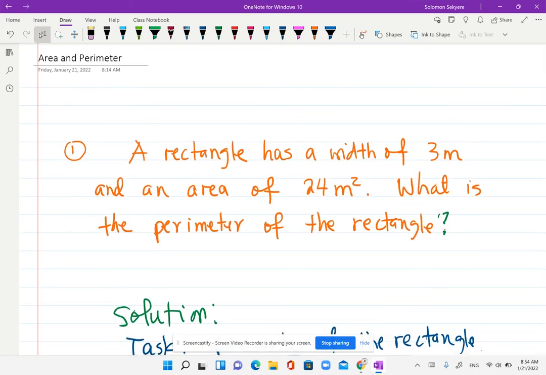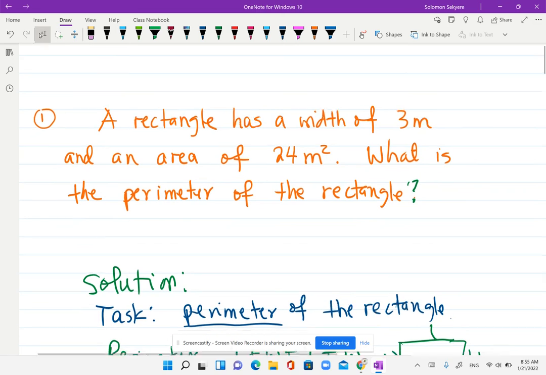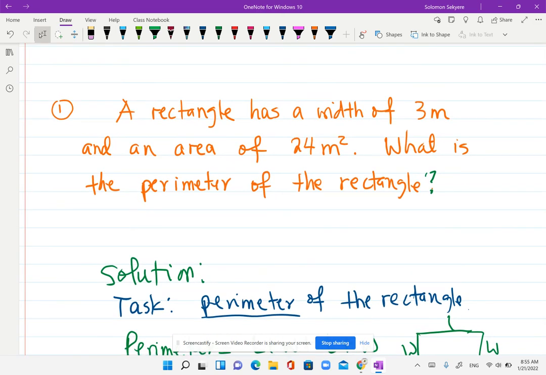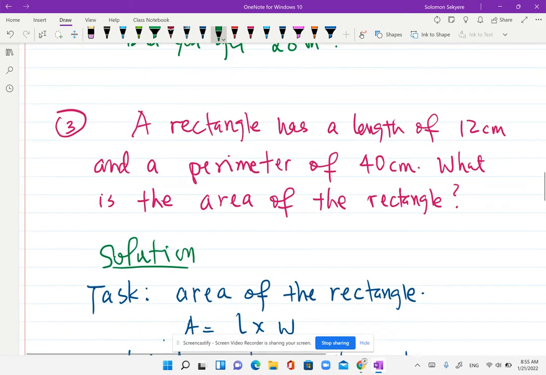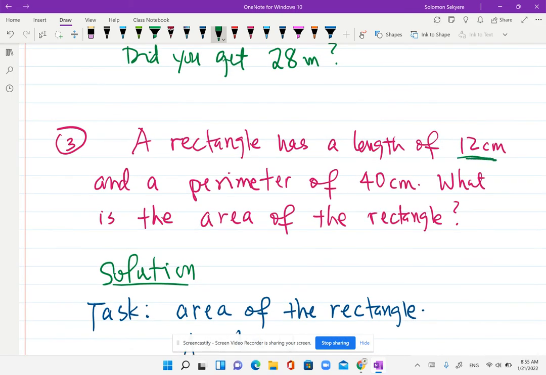All right, so we are going to do some problems here involving area and perimeter of rectangles. There are two types of question here. In one, you're given a side of the rectangle and the area, and you're asked to find the perimeter. The other type, you are also given a side, but this time you are given the perimeter. So one has a side and the area, and the other has a side and the perimeter.